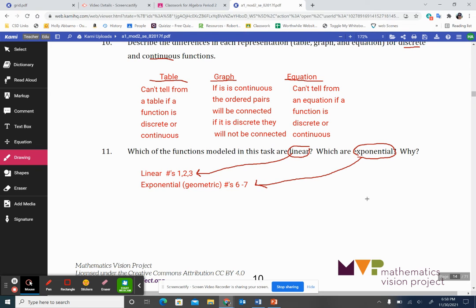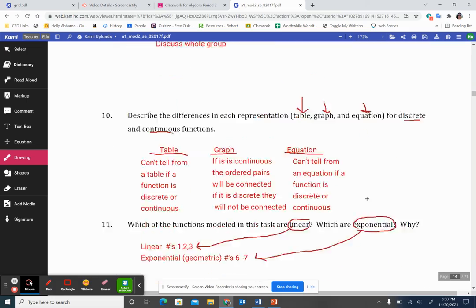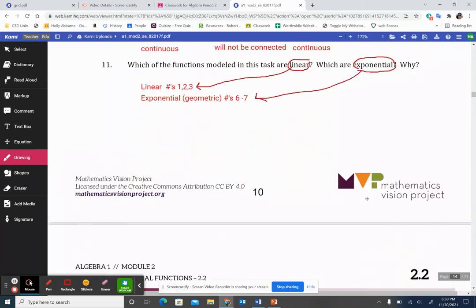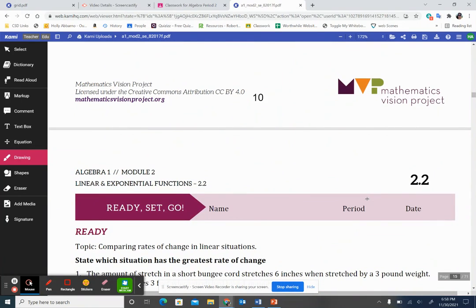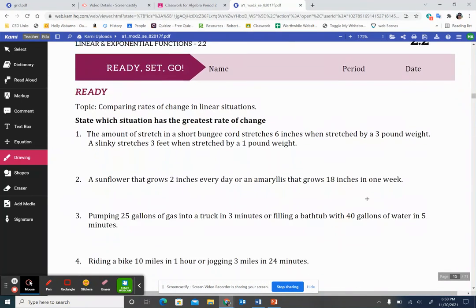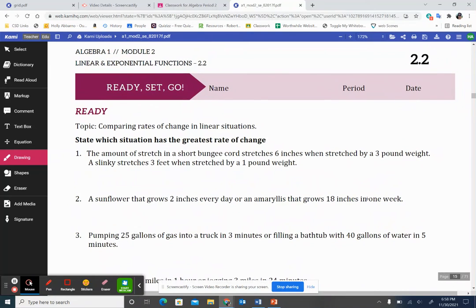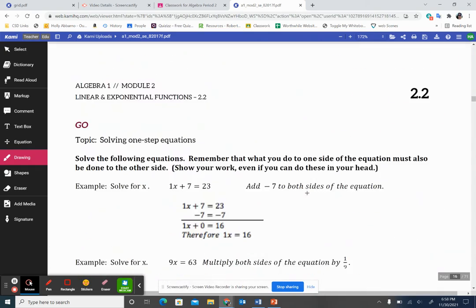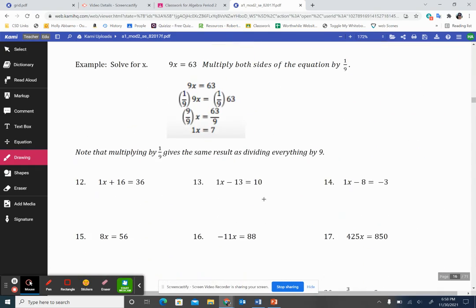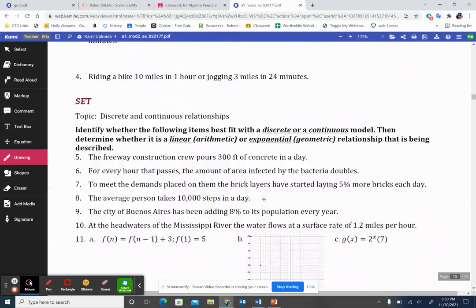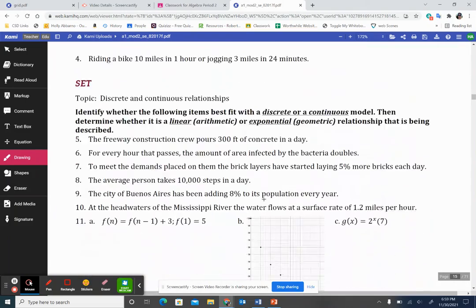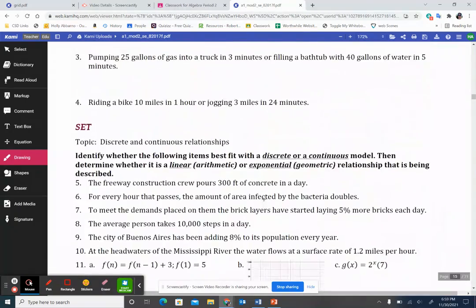All right. Hopefully that helped with your understanding of continuous and discrete. Hopefully you did your homework like you were supposed to. Right now, your job is to go on to 2.2, ready and set. Those are your homeworks for tonight. We already did the go, from last week. So your homework is numbers 1 through 11, 2.2, on page 11.